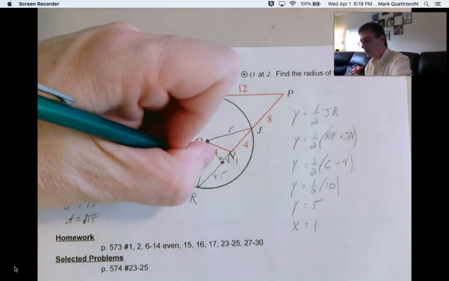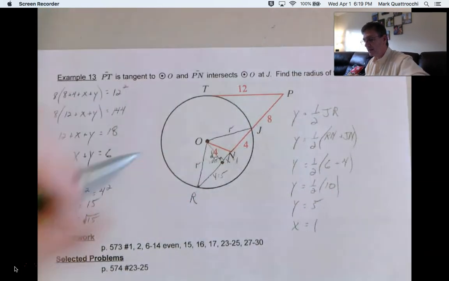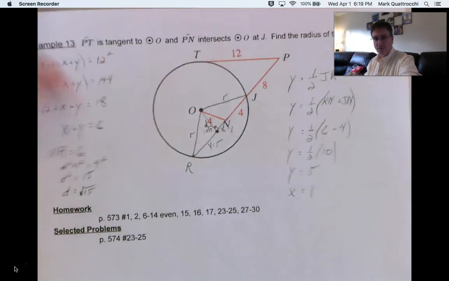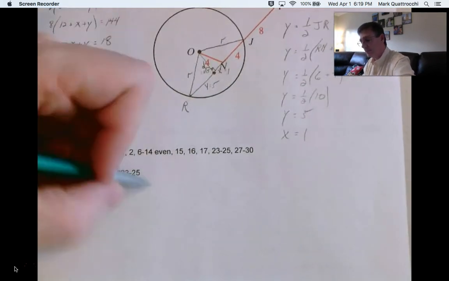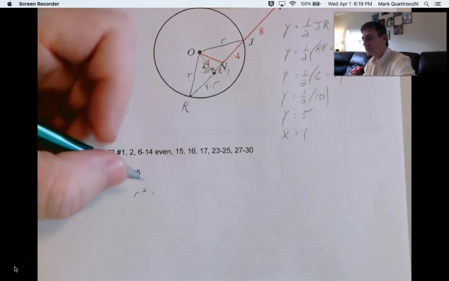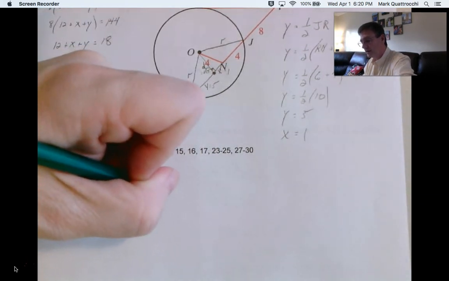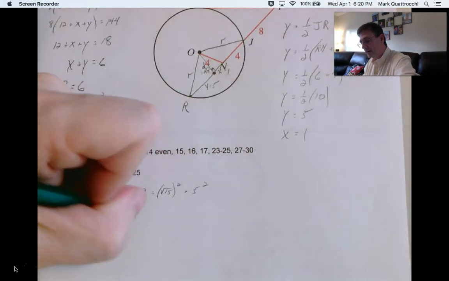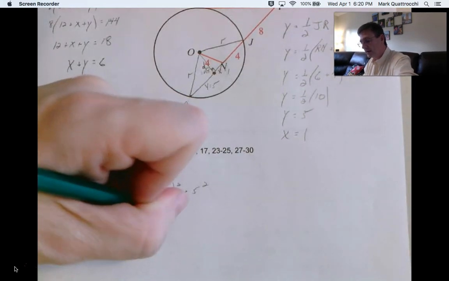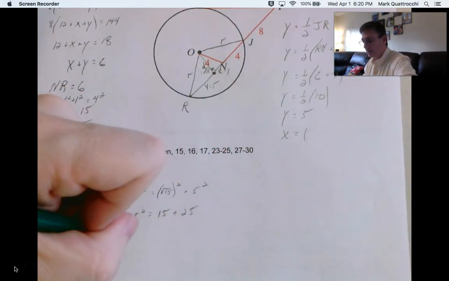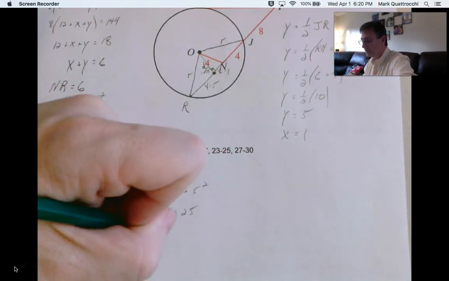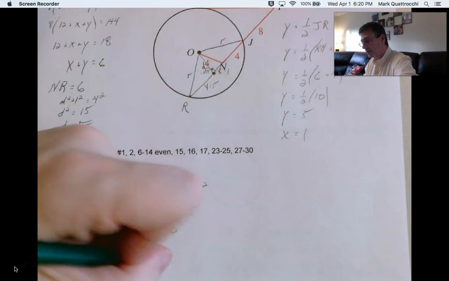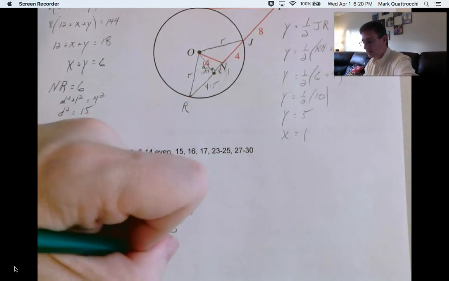So if D is equal to the square root of 15 and Y is equal to 5, we can finally find R. After all that, again using the Pythagorean theorem, R squared equals square root of 15 squared plus 5 squared. R squared equals 15 plus 25. R squared equals 40. R is equal to square root of 40, or 2 square root 10.